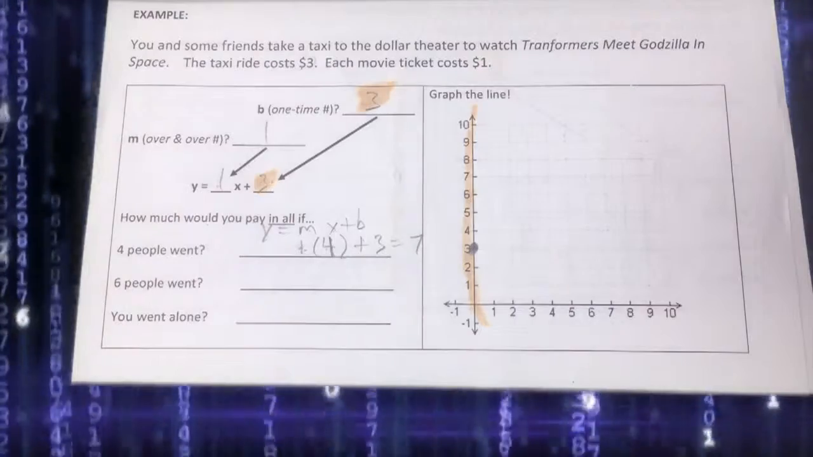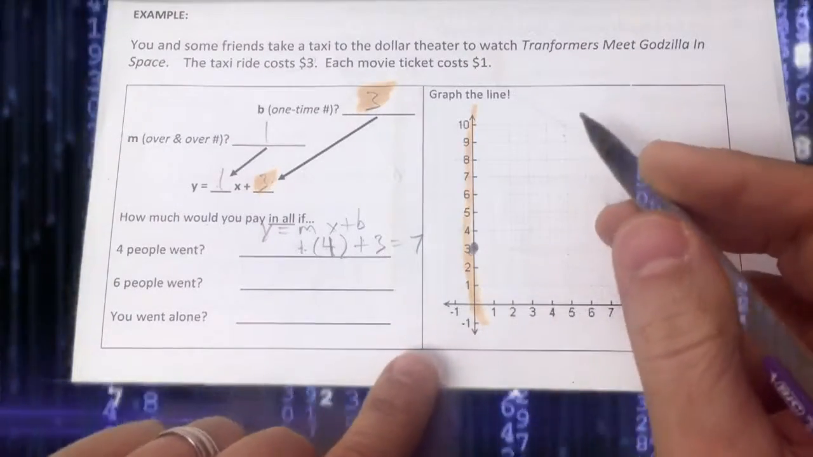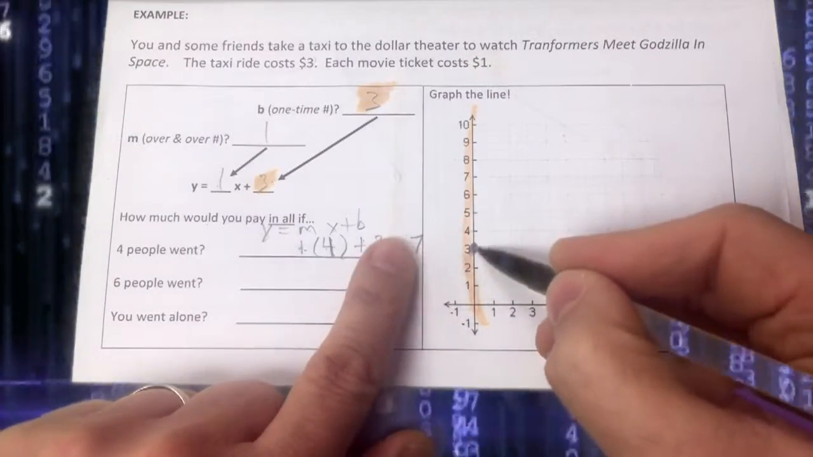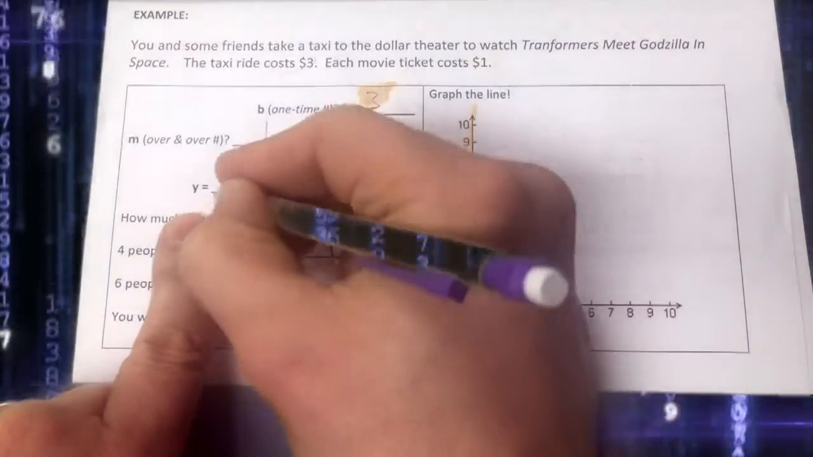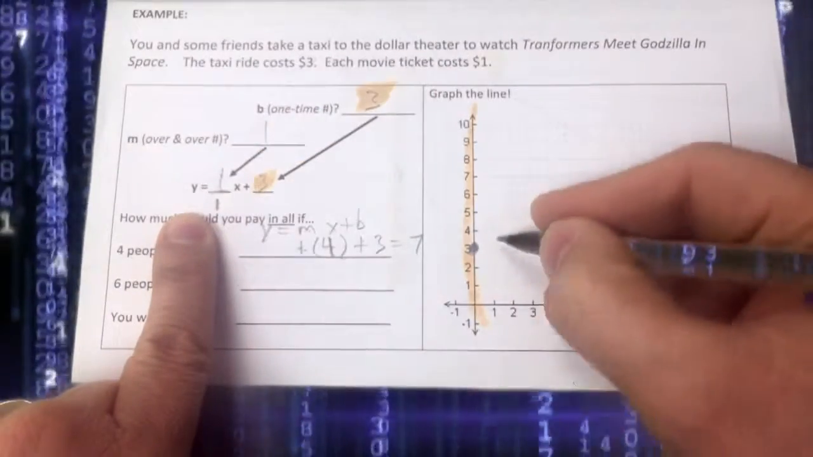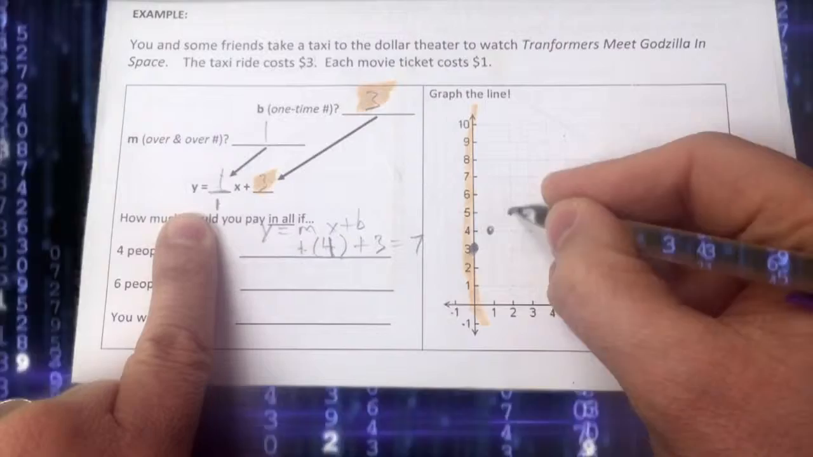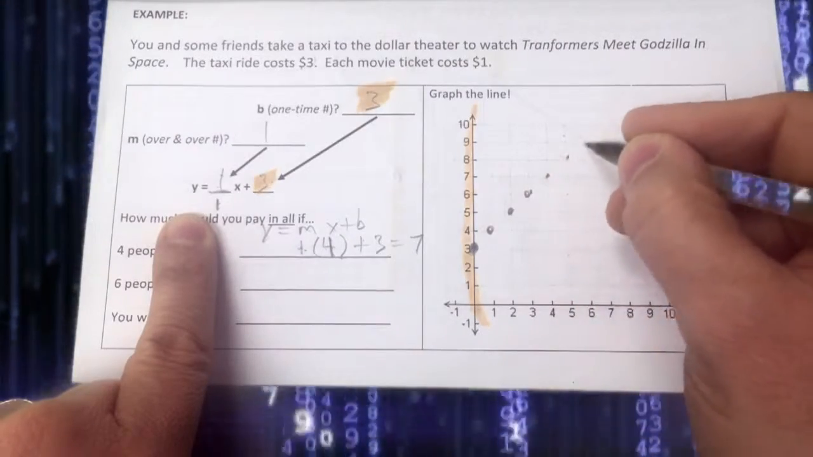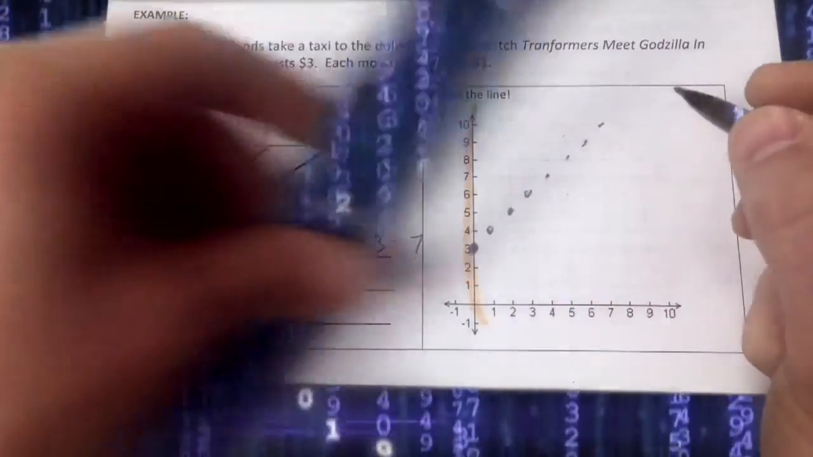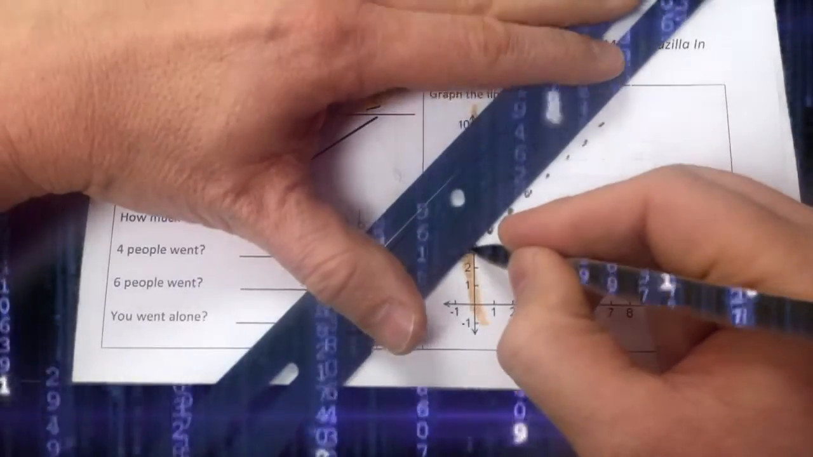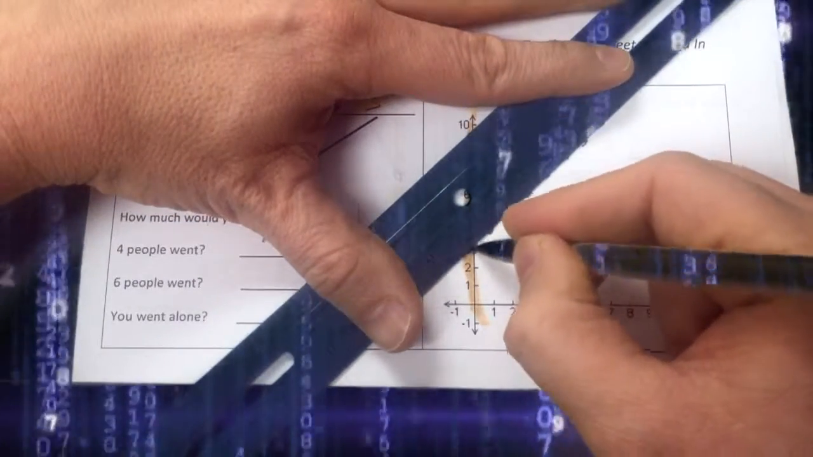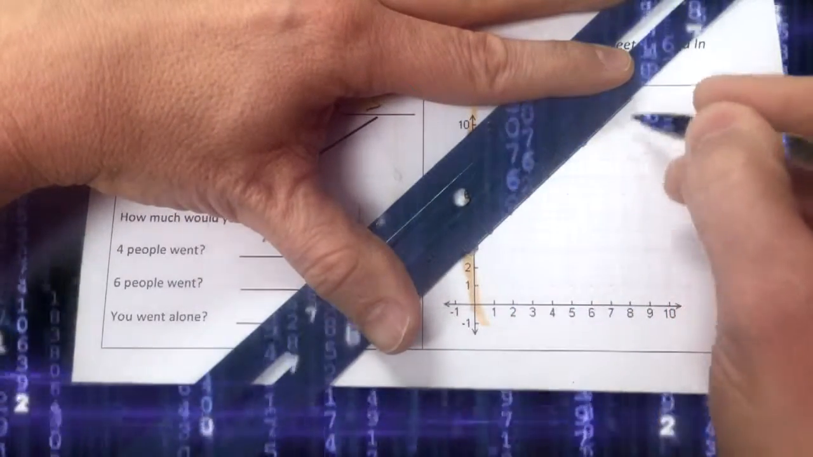Now I got ahead of myself here. I didn't finish graphing my line. I'm going to do that right now. I went up 3 and put a point. Now my rise over run is 1 over 1, up 1 over 1, up 1 over 1, and so on and so on. Let's make our line with the ruler here.